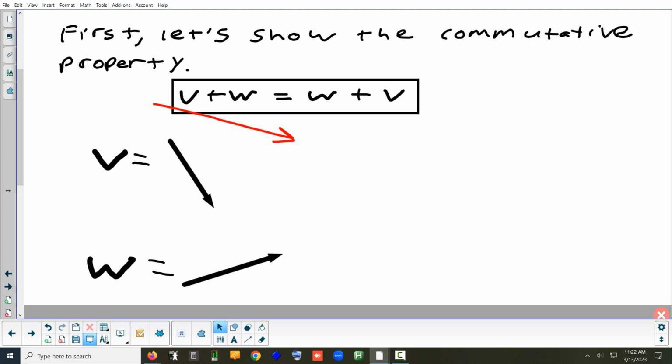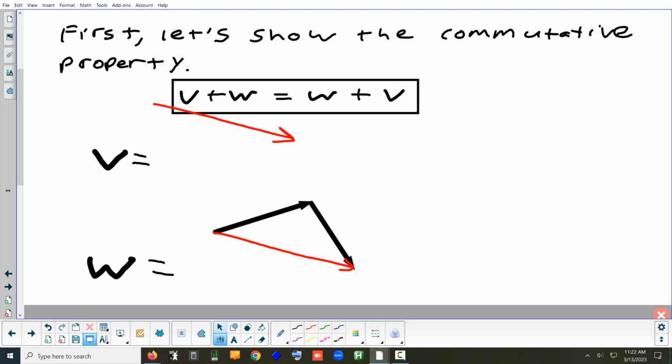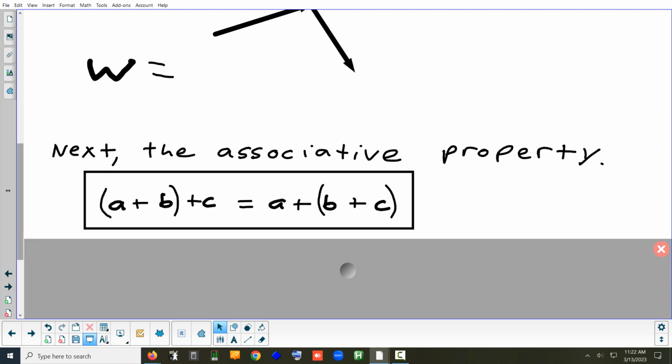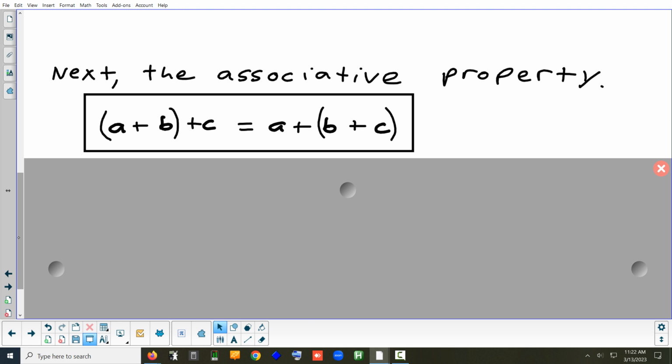Now, let me switch the order. Let's do w and put v on the end of it. So I put w first, I put v second, and now if I connect it, again, it's just by hand, so it might not be perfect, but it's pretty close. So it comes out the same. Any question on the commutative property? So it doesn't matter how you do it. Now, associative is not an order, it's a grouping.